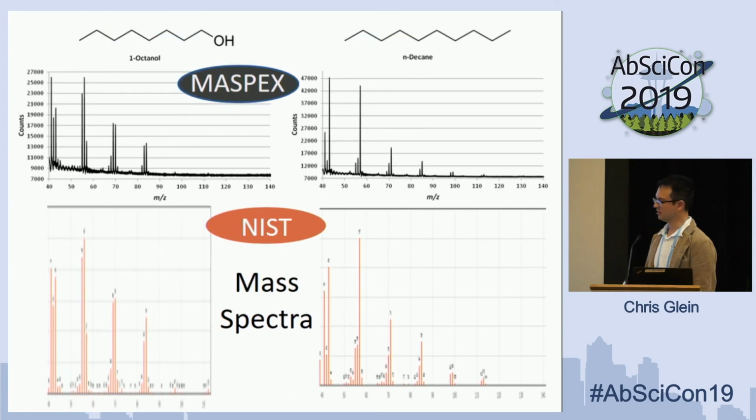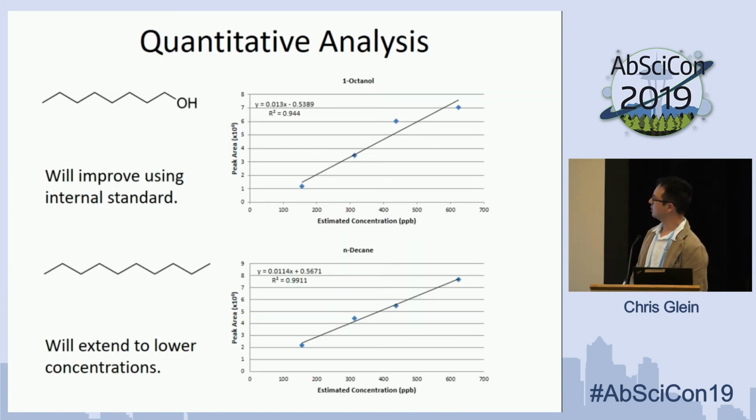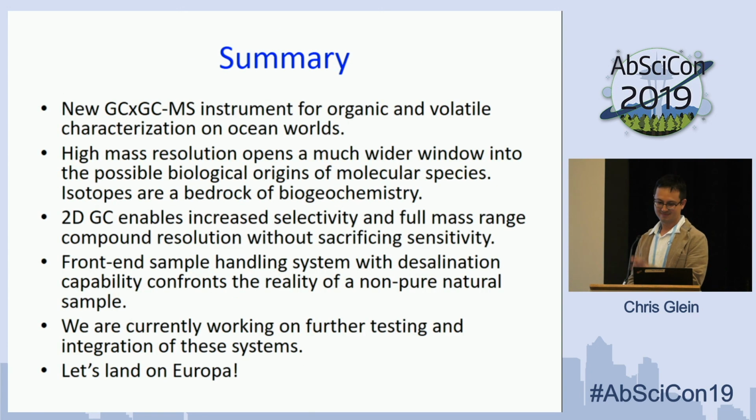Here's what the mass spectra look like. These little stick figures are from NIST, and MASPEX is able to produce comparable stick figures over a wide range of mass. And we've just started working on some quantitative analysis. This shows some of the calibration curves we've generated as a function of concentration and the peak areas that I showed in the previous slide. It's looking pretty promising, but we'd like to improve this in the next year or so by starting to use internal standards based on fluorinated compounds, for instance, and then extending these to even lower concentrations, which some people might expect for the surface of Europa. And with that, I will open up for any questions. Thanks.